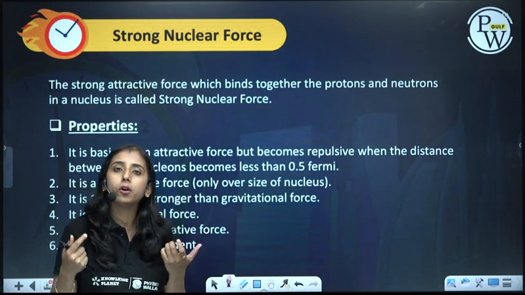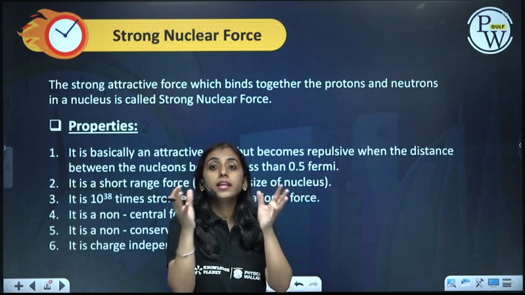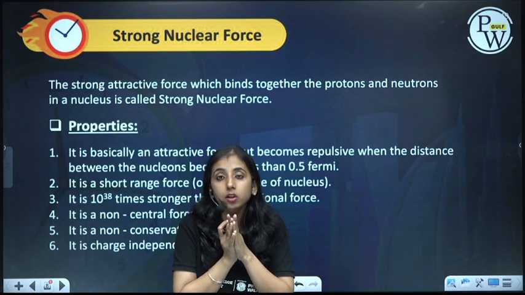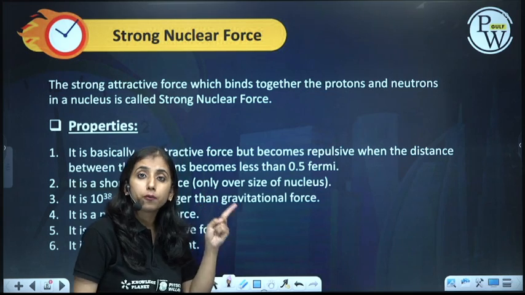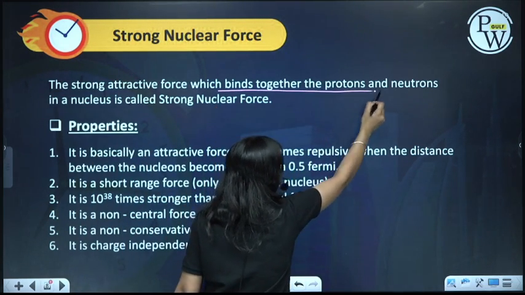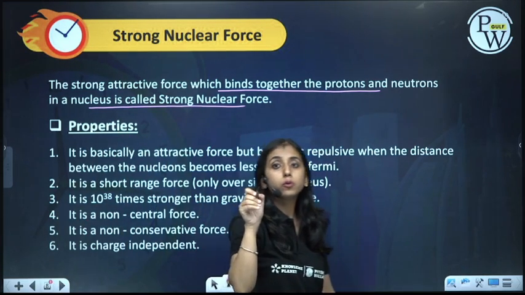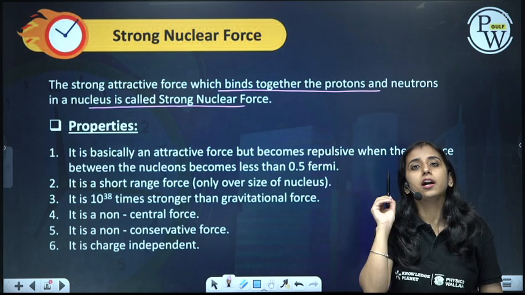Protons are both positively charged. They will repel each other. Then how can they sit closely in a nucleus? So there is a force which binds together the protons and the neutrons in a nucleus, and that force is called the strong nuclear force.